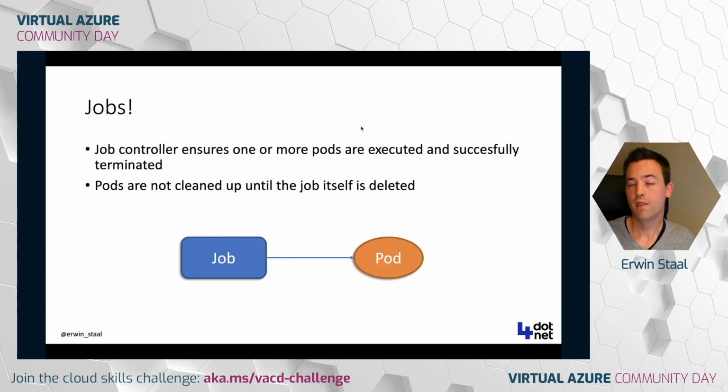But luckily, there is something on Kubernetes that is called a job or jobs. And it also comes with a job controller, and that will ensure that one or more pods are executed and successfully terminated before that node is being shut down or removed. So a job does give you the guarantee that whatever you run inside of a job, that will finish until the end, even though a node might have to be restarted. That will wait for your job to be completed.